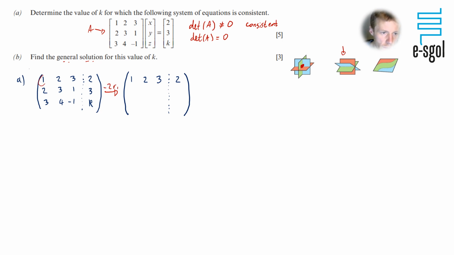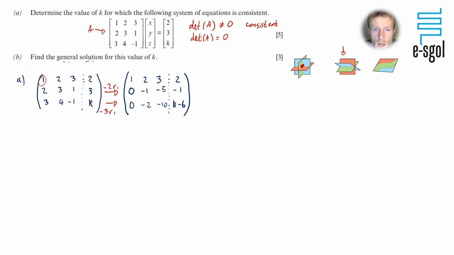That's going to be our pivot. So we get 0, -1, -5, and -1. And then here we're going to take away 3 lots of row 1. So that's giving us a 0, which is what we wanted, -2, -10, and k minus 6. And then we can pause here.